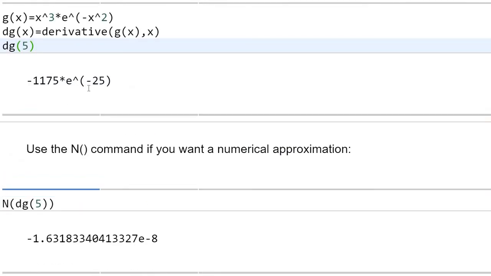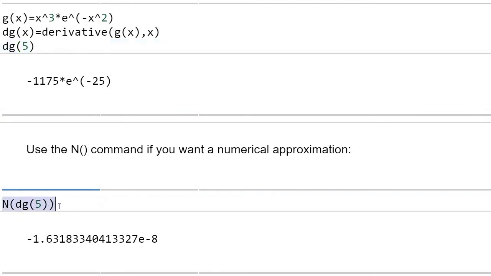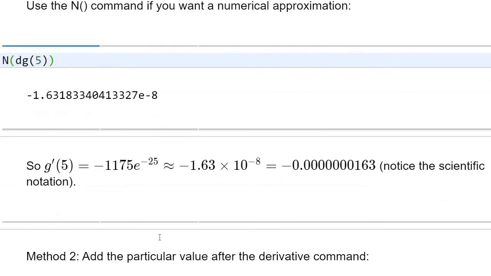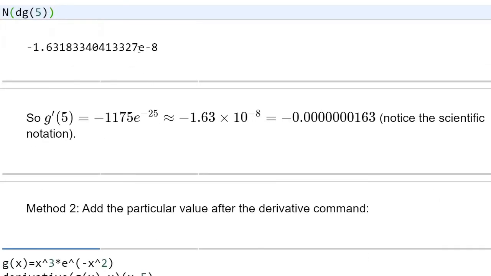If that answer is kind of messy, you might want to use the capital N command to convert to decimal. So here it is. I put the capital N command on the derivative of g at 5, and I get this decimal, very small number there. Notice the scientific notation. This E thing, remember, is scientific notation. This says negative 1.63 times 10 to the minus 8. That's what we got down here. And so this is actually a very small number.